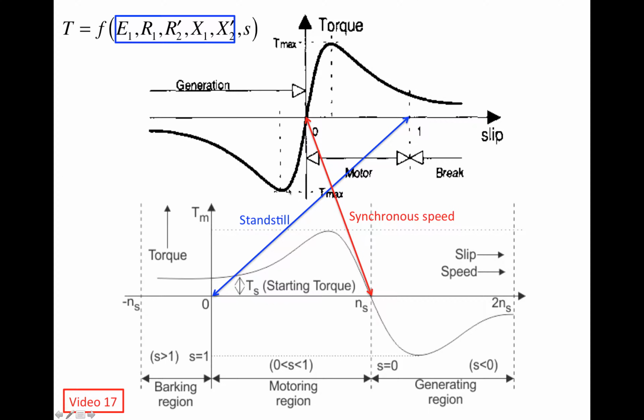It can also be presented in a slightly different way. Here the horizontal axis is rotor speed. It's not slip anymore, it's rotor speed actually. Going this way, the rotor speed increases from 0 to like 2ns on this particular graph. It can go even above 2ns, but it doesn't matter. Here the rotor speed goes from 0 to like minus ns. Ns is what? Ns is the synchronous speed. It's the rotational speed of the magnetic field created inside the stator.